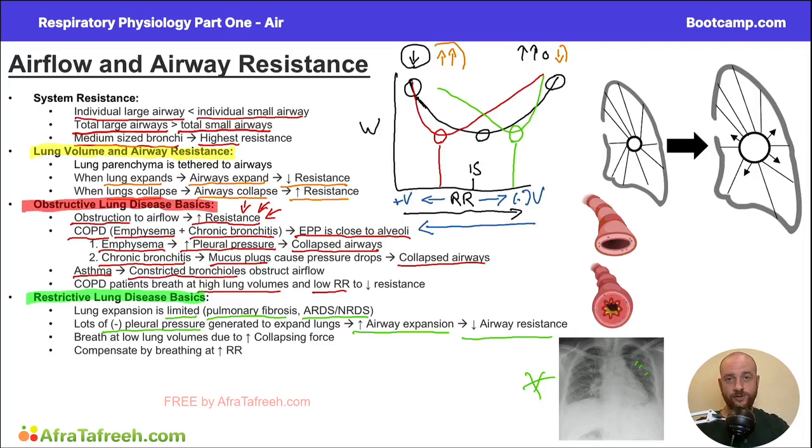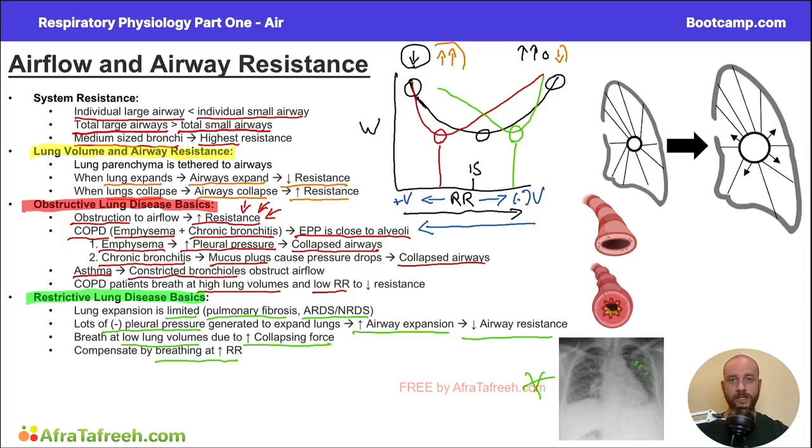And so in a restrictive lung disease patient, they're going to be breathing at low lung volumes due to the fact that they already have a large collapsing force, and because they're breathing at low tidal volumes, they need to compensate by breathing at a high respiratory rate to maintain ventilation.